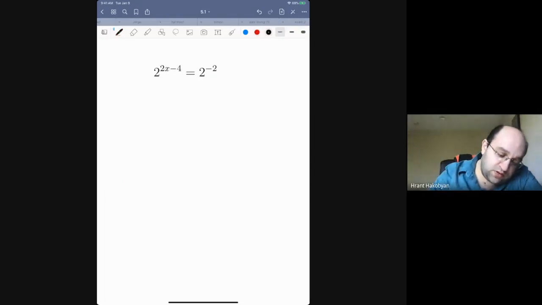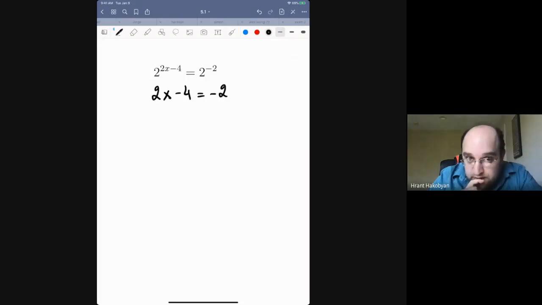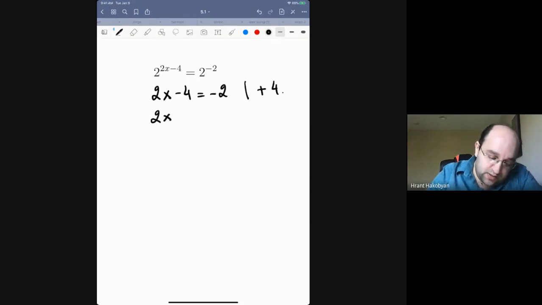So how do you solve this? You just write 2x minus 4 is equal to -2. Okay, so if I solve this, I'm gonna add 4 to both sides, so I'm gonna get 2x. There is no more 4 here, so I'll have -2 plus 4. So it's 2x equals 2. So x equals 1. Okay.